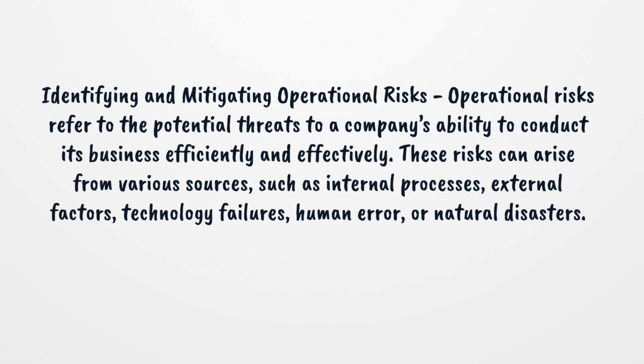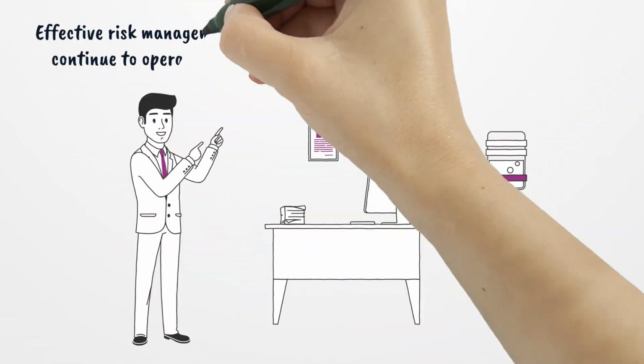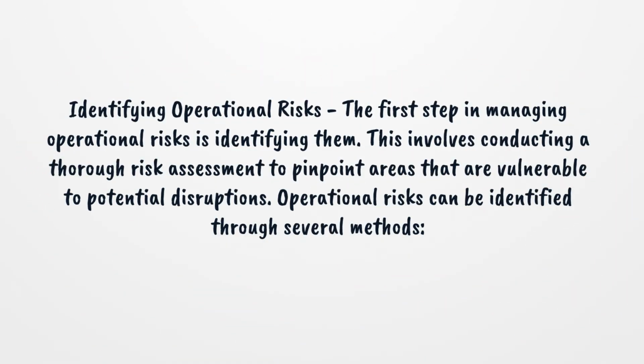Operational risks refer to the potential threats to a company's ability to conduct its business efficiently and effectively. These risks can arise from various sources, such as internal processes, external factors, technology failures, human error, or natural disasters. Effective risk management is critical for ensuring that an organization can continue to operate even when unforeseen events disrupt its processes.